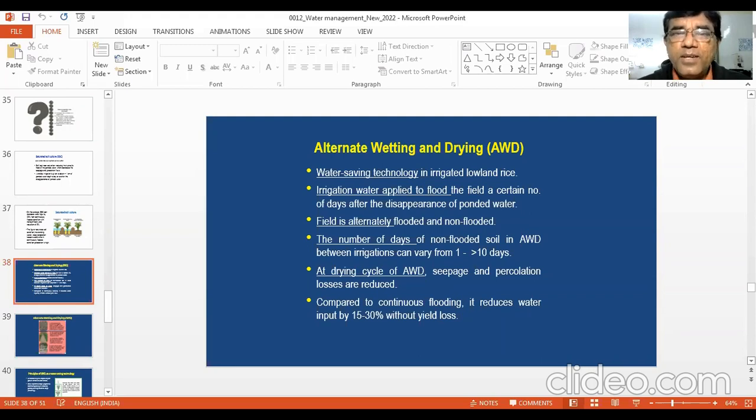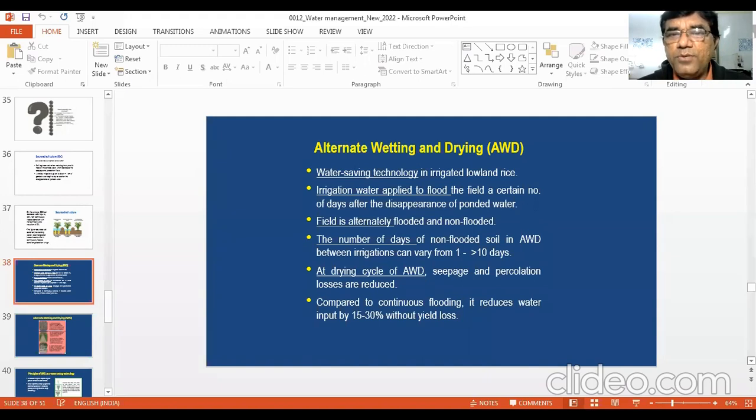After certain days of irrigation or rainfall, water will disappear from the soil surface. So one can apply irrigation after 2 days of disappearance of water, or 3 days, or 4 days. It can be up to 10 days, depending upon the soil conditions and climatic conditions. So alternate wetting and drying, AWD, is a water-saving technology in irrigated lowland rice.